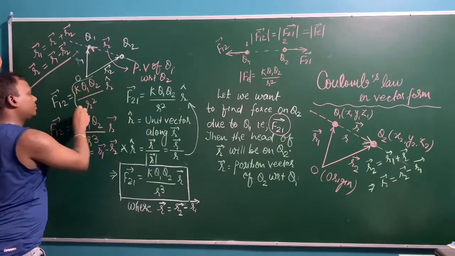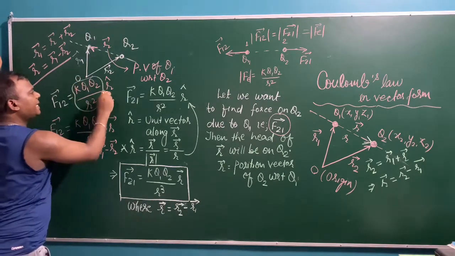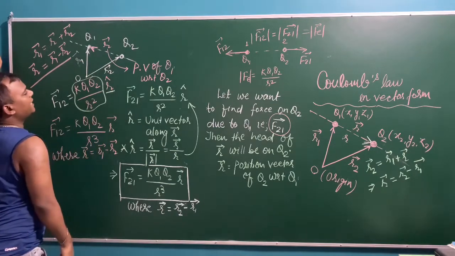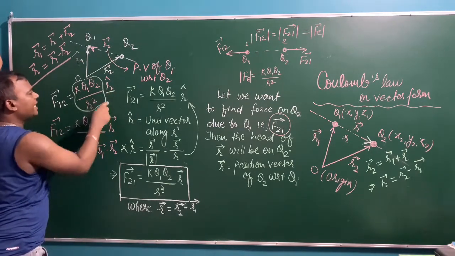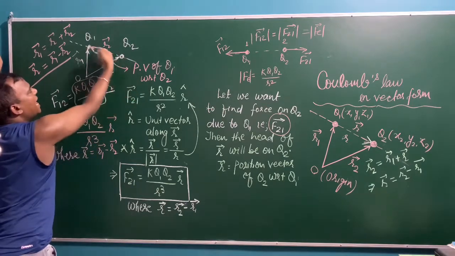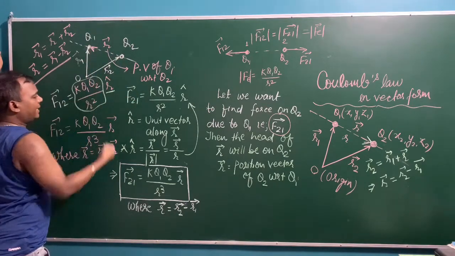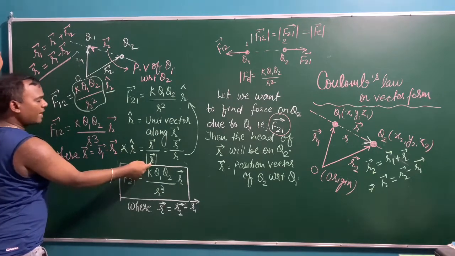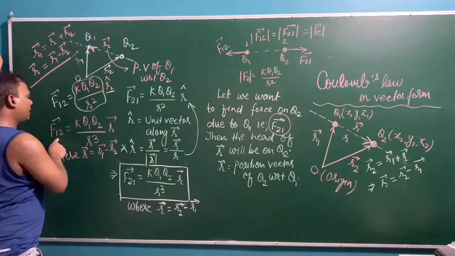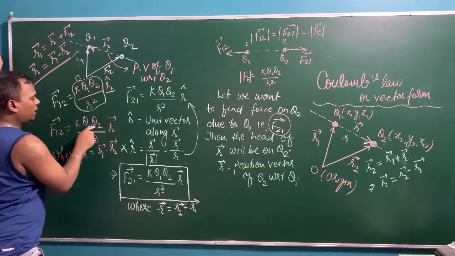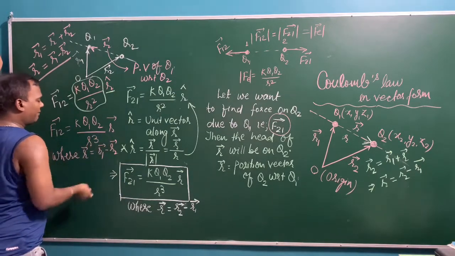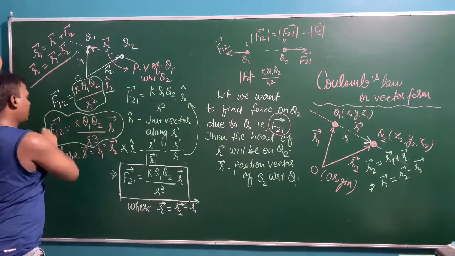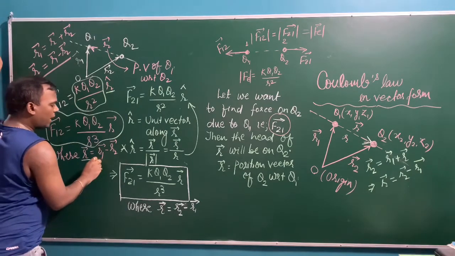This is the magnitude, and then attach a unit vector along with this magnitude. And what is the unit vector? This unit vector is along the r vector, and this unit vector is equal to the r vector divided by the mod of the r vector. That's why force on 1 due to 2 is equal to K Q1 Q2 upon r cube into r vector, where r vector is equal to r1 minus r2.